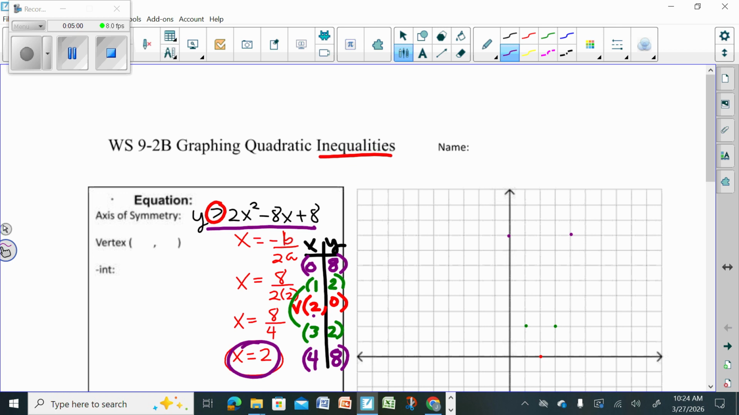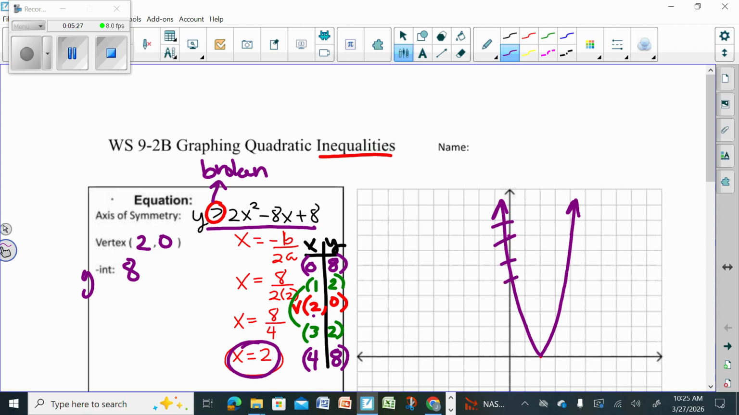Okay, so I'm going to graph 4, 8 as well. Okay, and now we can go ahead and just connect and extend just as usual, but there's just some extra steps here at the end. So my vertex is 2, 0. I'm just going to fill in this stuff. My y-intercept is 8. Okay. This is going to be a broken line because it doesn't have the line underneath it, so it's broken, dashed, right?